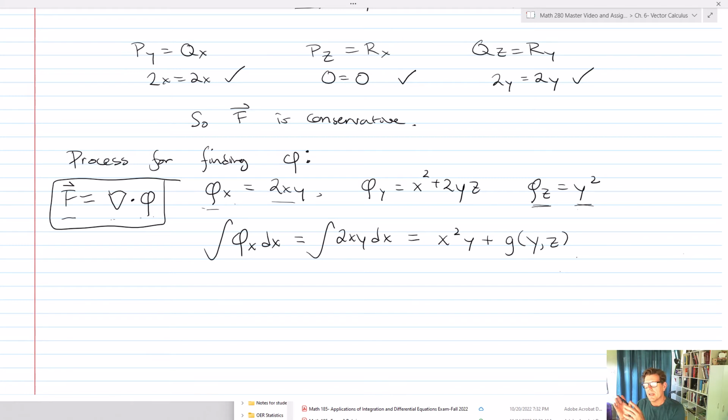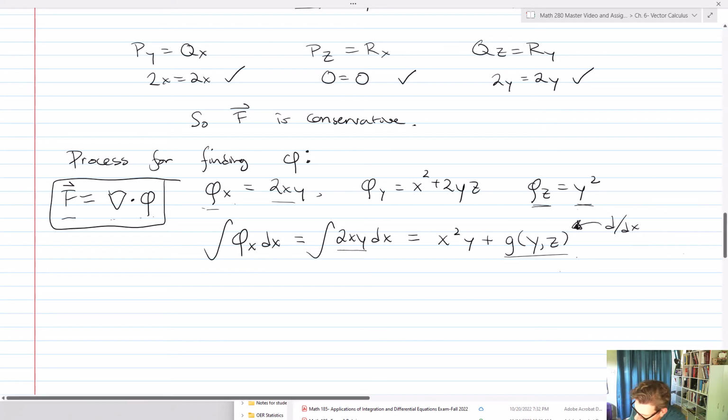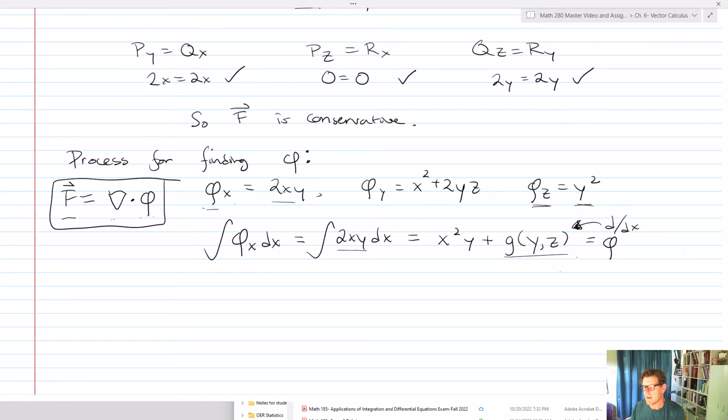The reason we know that we have that is because when we take the derivative with respect to x, d dx of this whole thing right there zeroes out the g of yz and leaves us with 2xy. So basically we need to retrieve that function of y and z. Now I've taken that derivative, and this thing here is actually phi. It has an unknown piece, but it is phi.